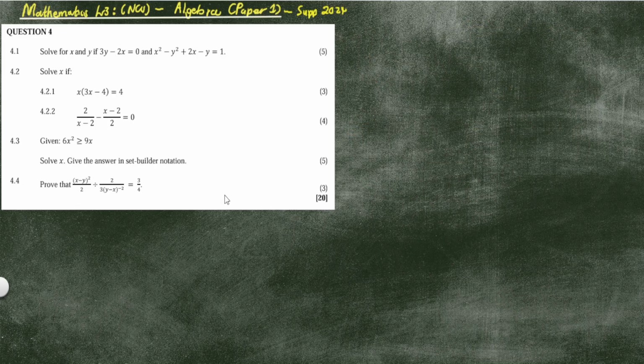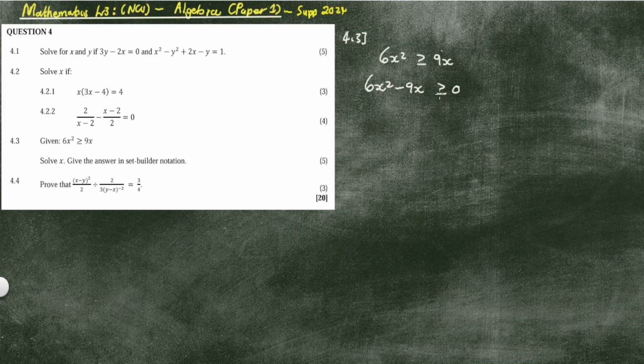Now for 4.3. So this is a quadratic inequality. The 6x squared greater or equal to 9x will be dealt with like this. First of all, you need to standardize the equation. Bring everything over to the left hand side. 6x squared minus 9x greater or equal to 0.